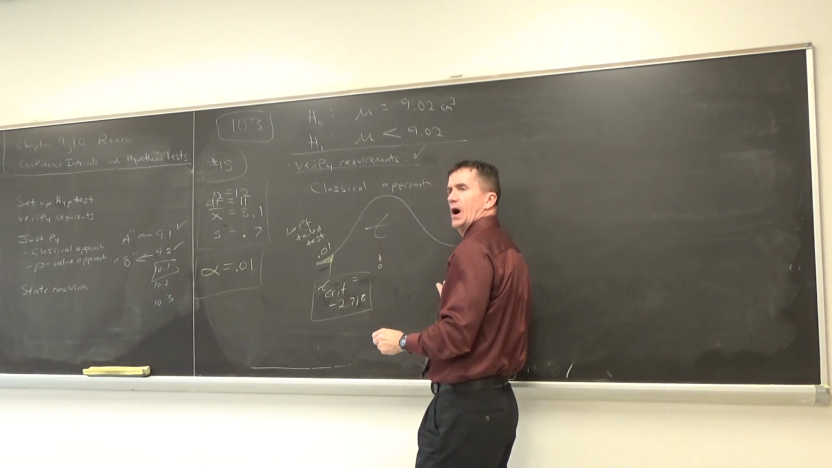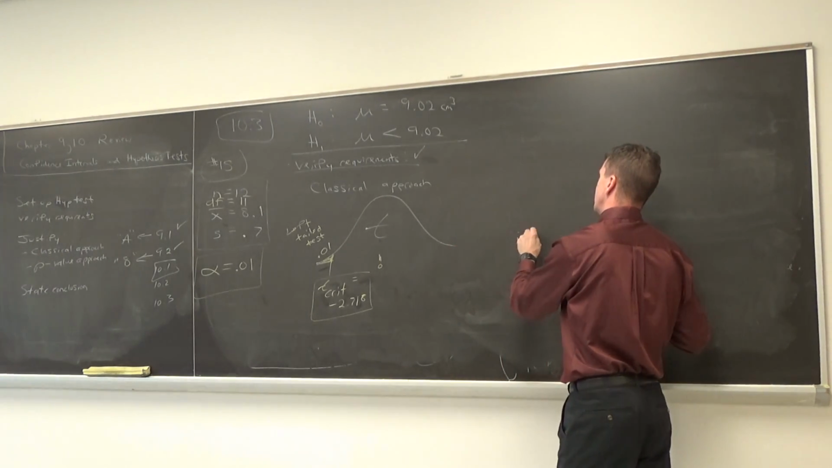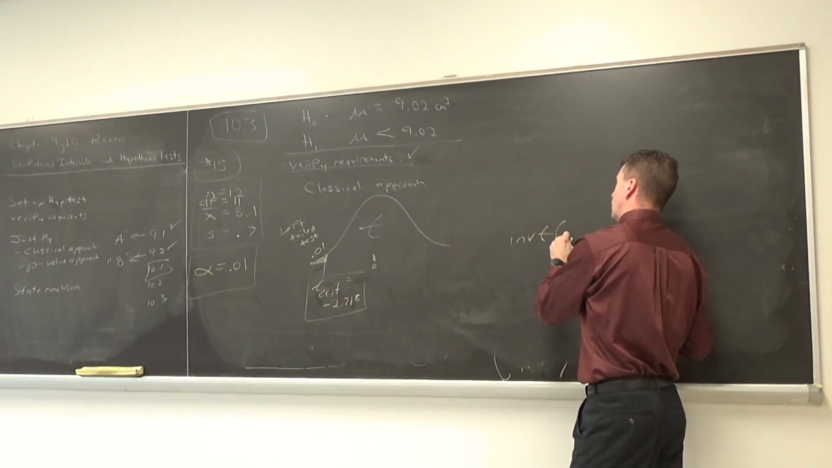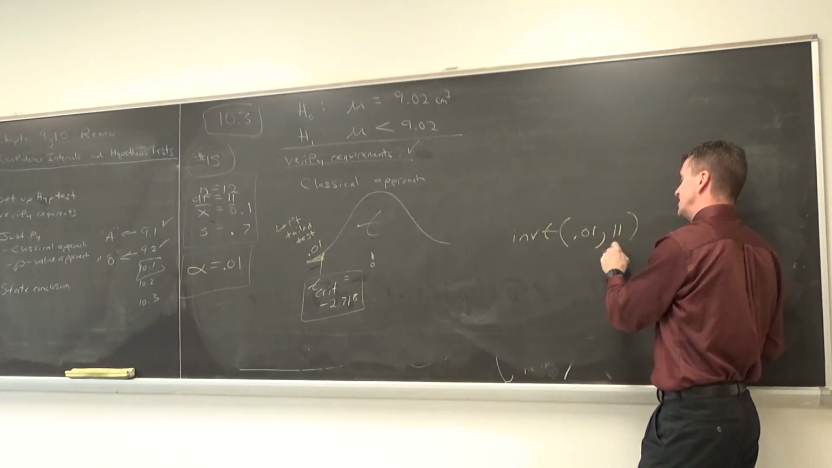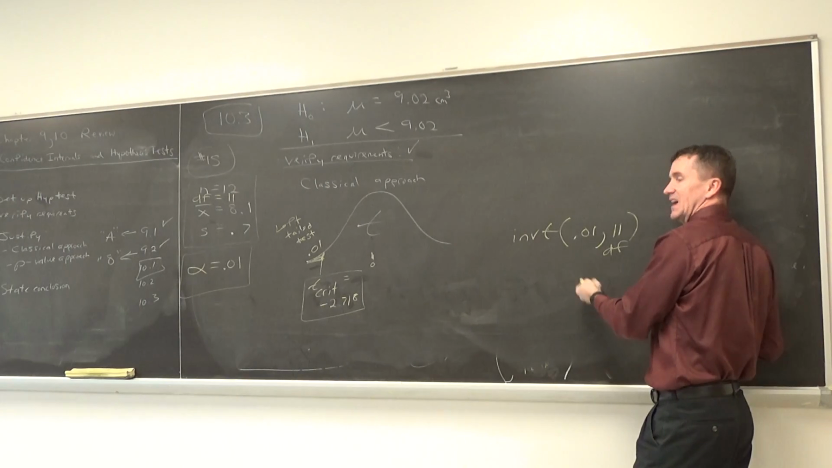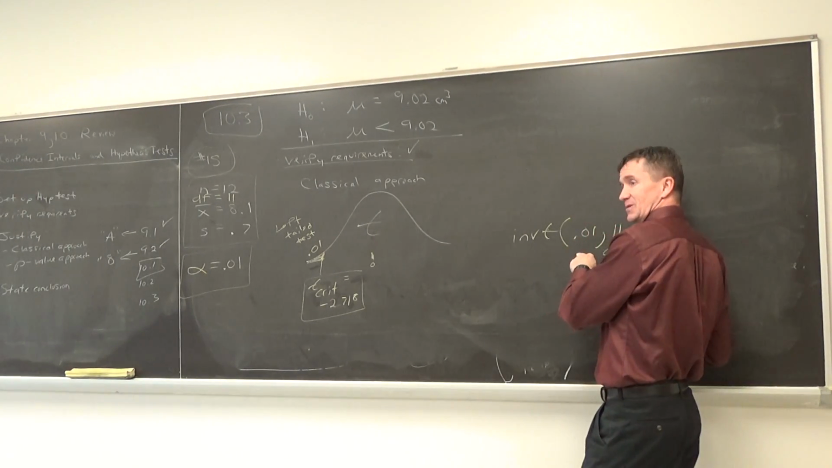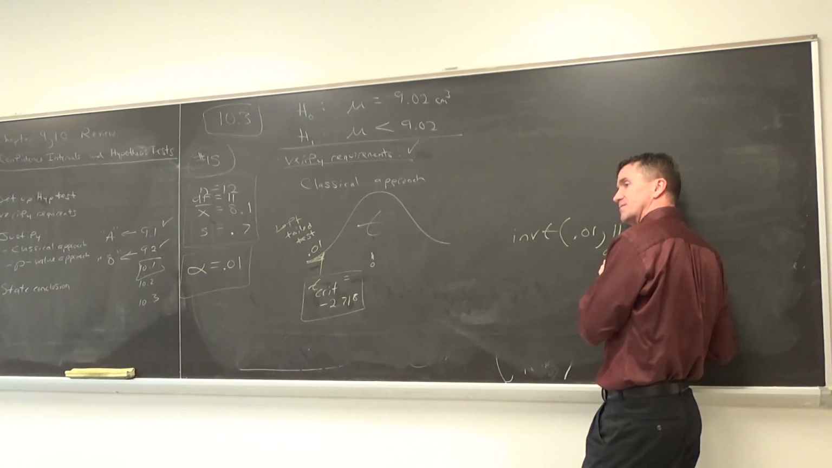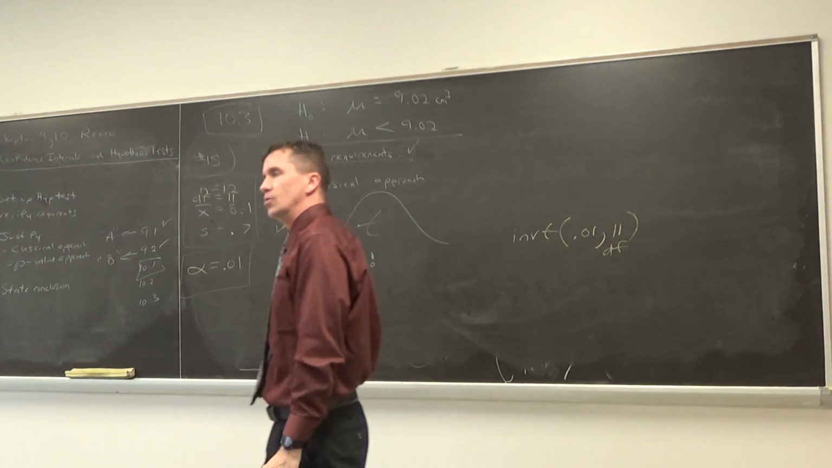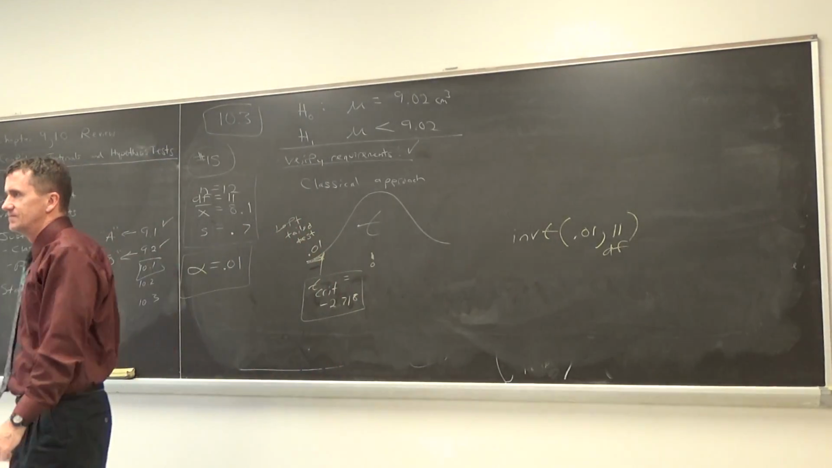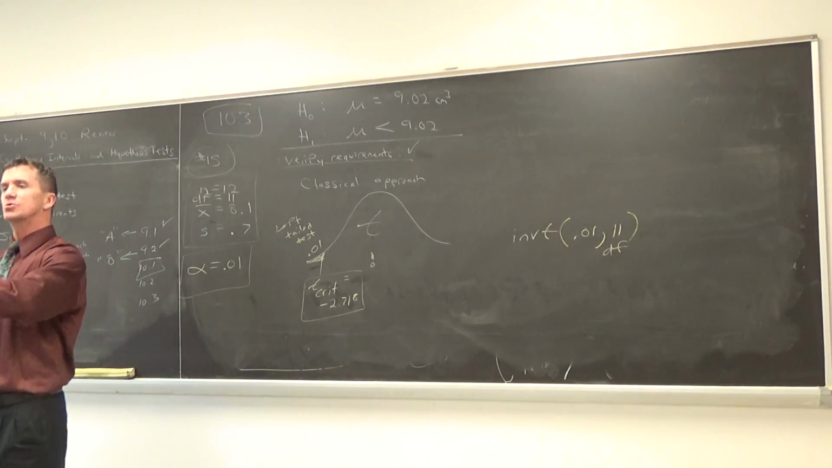Now, some people have a cool new calculator. Then you'd have to hit inverse T, 0.01, comma, 11 on your calculator, and it'll give it to you. Make sure you put the comma and degrees of freedom. We don't have it. My lame calculator doesn't have that cool inverse T button. It's -2.7. It sounds like we're good then. Our table's just as cool as his new calculator.